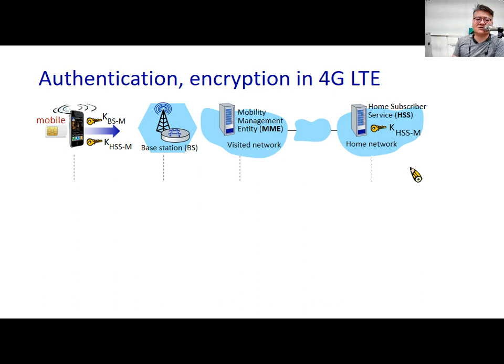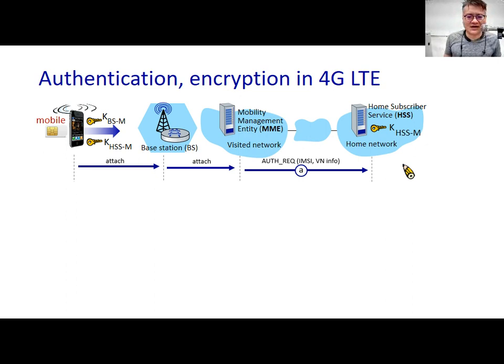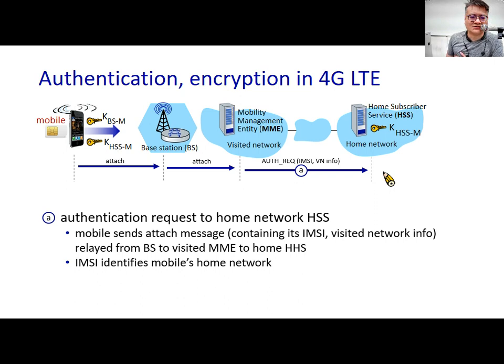So we can see these steps. First step, the mobile attaches to the base station. The base station attaches to the MME, the mobility management entity. Then from the MME in the visited network to the home network, the authentication request with the IMSI and the visited network name goes to the HSS, the home subscriber server in the home network. So this is the authentication request to the home network HSS.